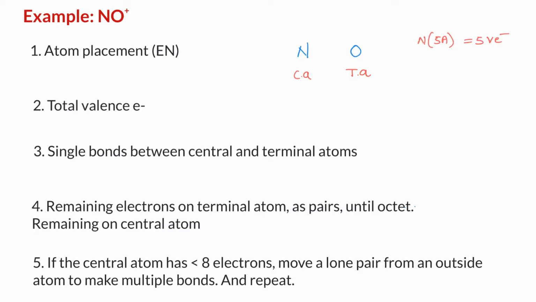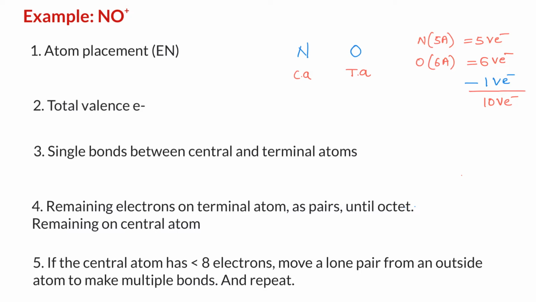Next, I am going to count the total number of valence electrons in the ion. Nitrogen belongs to group 5A, so it has 5 valence electrons. Oxygen belongs to group 6A, it has 6 valence electrons, and there is a net positive charge on the ion, which means I have to subtract 1 electron. So the total number of valence electrons in the ion is 5 plus 6 minus 1, which comes out to be 10 valence electrons.